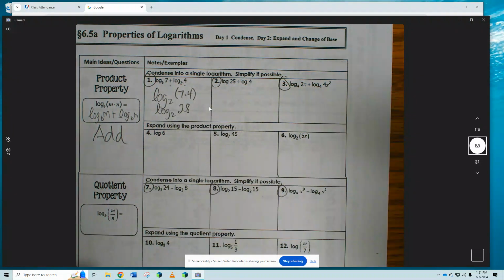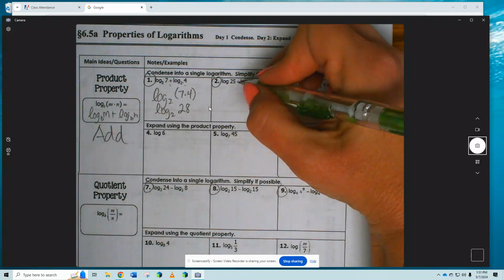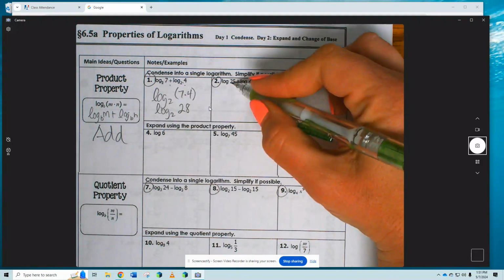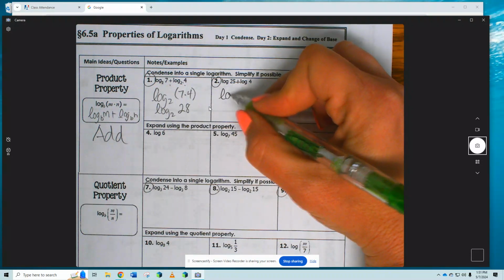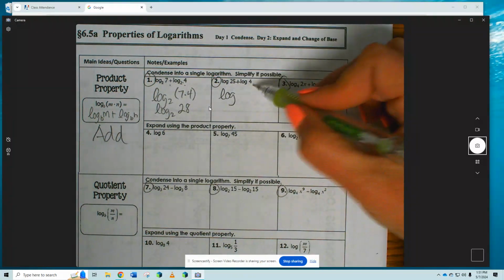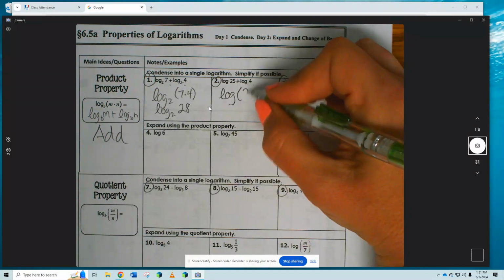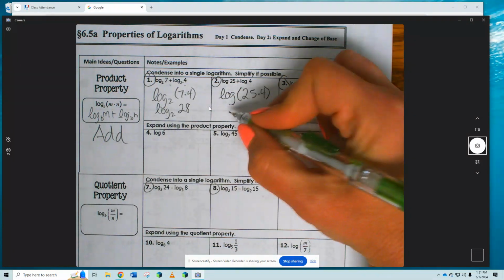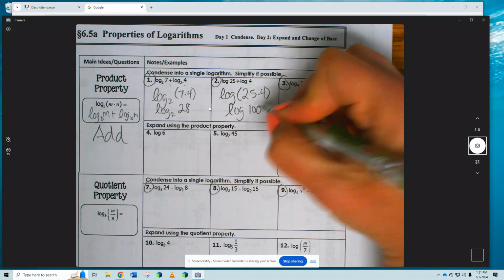Okay. This is a plus sign. Plus 25 and 4. What do I do to those numbers? The whole class needs to know what to do. What do I do with the 25 and a 4? Multiply them. Thank you. 25 times 4. Log 100.